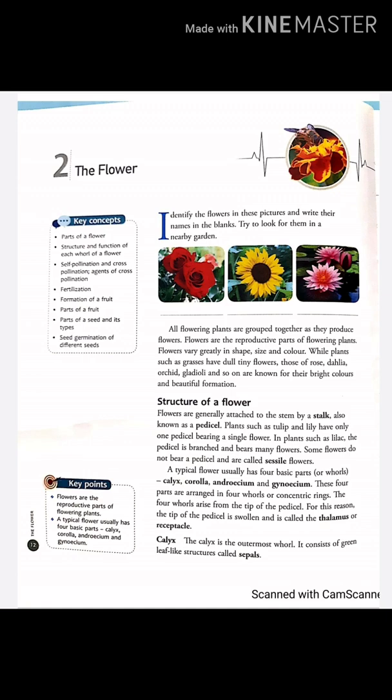Now children, see the agents of pollination. So wind, water, insects, birds and other animals help in transferring pollen grains from the anther of one flower to the stigma of another flower. They are therefore called the agents of pollination.